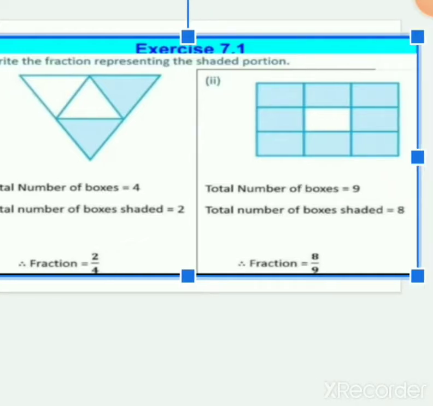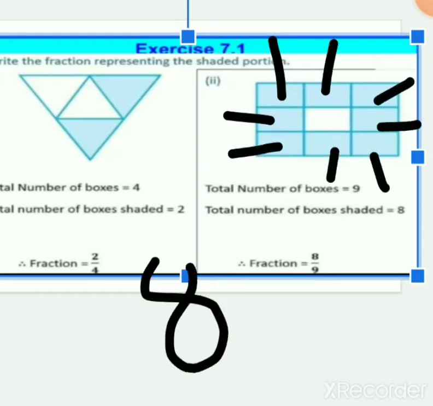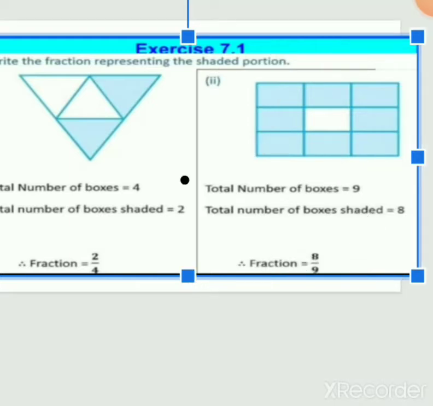Okay, now check here shaded parts 1, 2, 3, 4, 5, 6, 7, 8. 8 are shaded parts that will come in numerator and the total, it means 8 are shaded and 1 is not shaded, that is the ninth one. So we have the total 9 out of which 8 parts are covered or shaded. So the total number of boxes we have is 9 and total number of boxes shaded is 8.